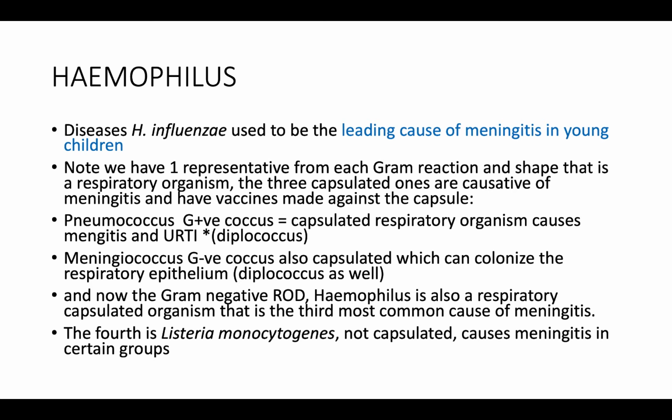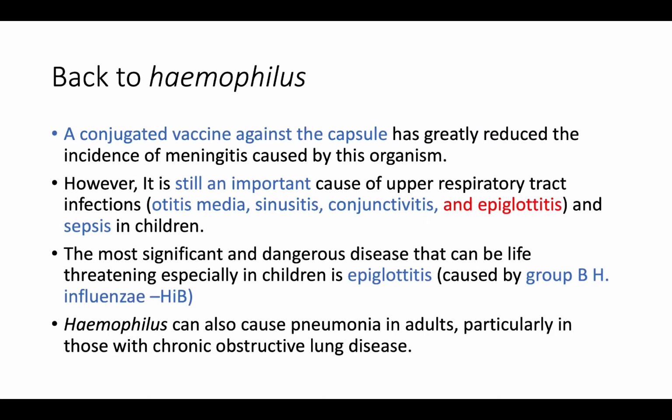راح نحكي بالgram negative rods. Cocci, gram positive cocci هي pneumococcus, and this is the gram negative rod. حكينا gram positive rod اللي كانت listeria. So now gram negative rod here, Haemophilus, is also the respiratory capsulated organism that is the third most common cause of meningitis. So a conjugated vaccine against this capsule has greatly reduced the incidence of meningitis caused by this organism.